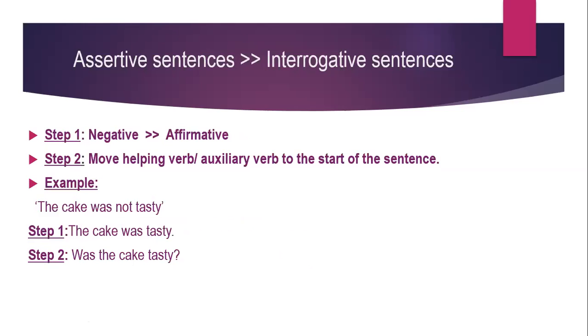Now let's take an example of a negative sentence. In case the sentence is negative, we first change it to an affirmative sentence. And then in step 2, we would move the helping verb to the start of the sentence. Example, the cake was not tasty. After following step 1, the sentence would become, the cake was tasty. And when we move the helping verb "was" to the beginning of the sentence, it finally becomes an interrogative sentence. "Was the cake tasty?" Followed by a question mark. Remember to add the question mark after the conversion.